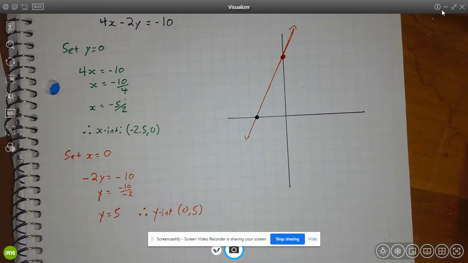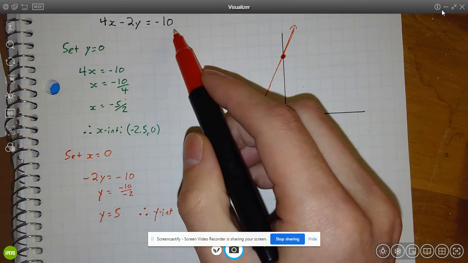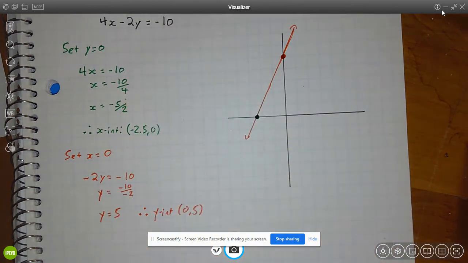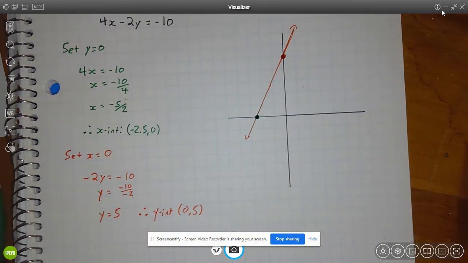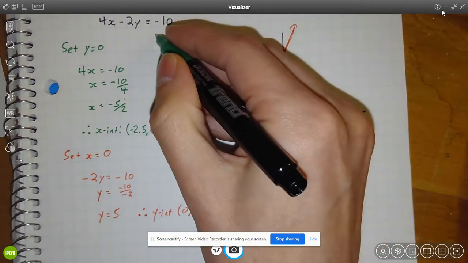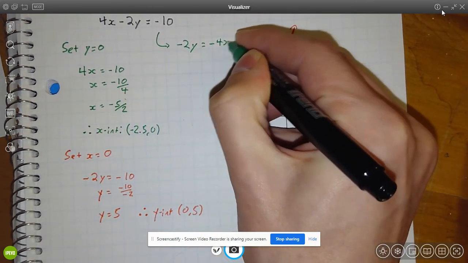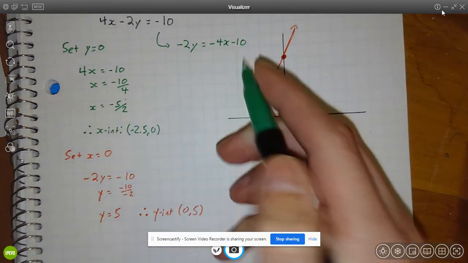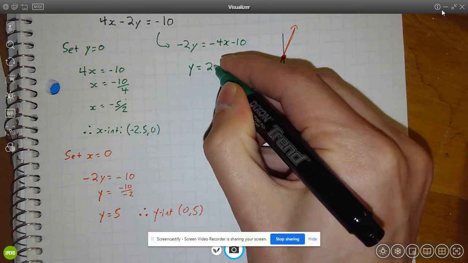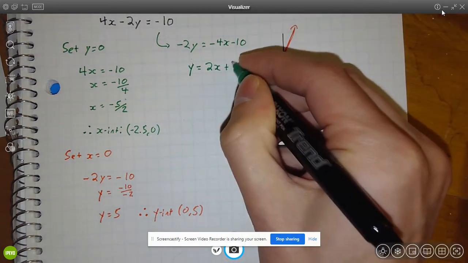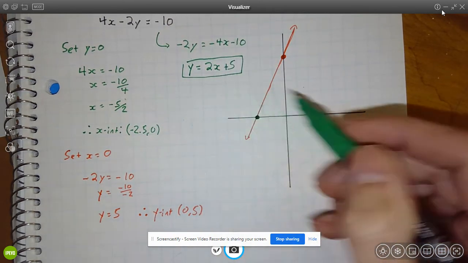So sometimes it might be more efficient, especially if we have an equation in the form ax plus by equals c, to just use this intercept method. But again, if I wanted to, I could have rearranged this equation. So why don't I just show that here? I could have moved the 4x onto the other side and then divided everything by negative 2. So I would have had y equals 2x plus 5.